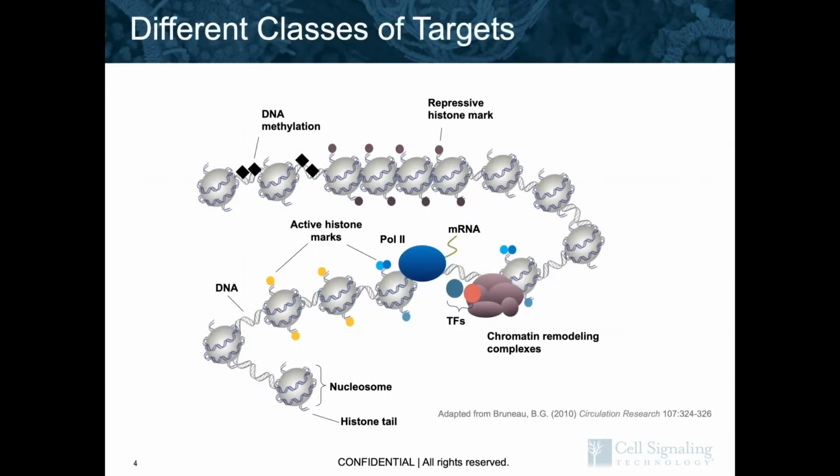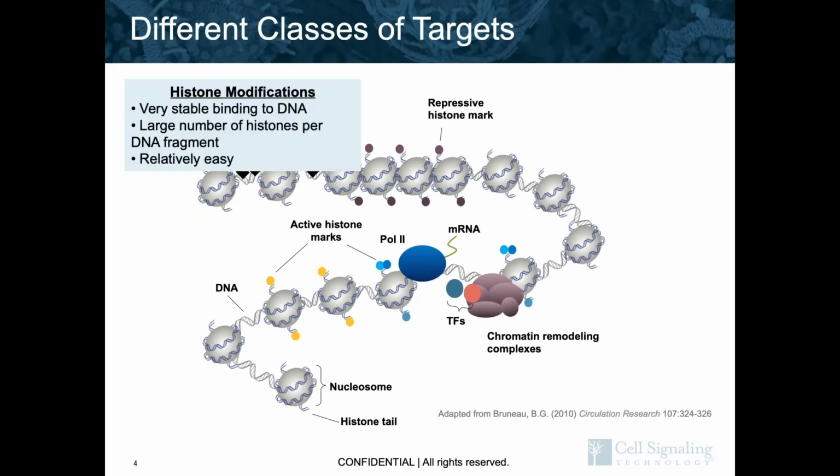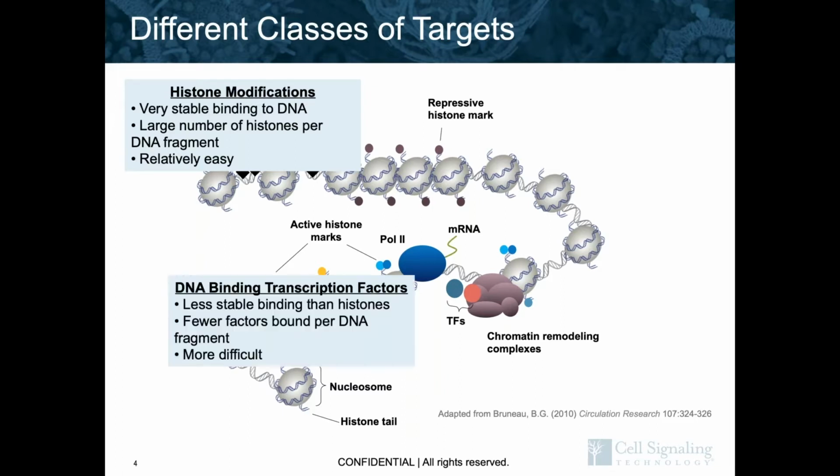When starting protein-DNA interaction, no matter ChIP or CUT&RUN, different target types bring us different levels of challenges in the experiment. The first category is histone modifications. There's very stable binding to DNA, and there's always a large number of histones per DNA fragment. So they are relatively easy to ChIP or CUT&RUN.